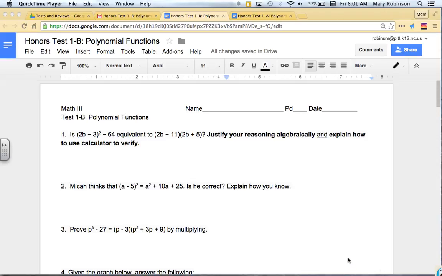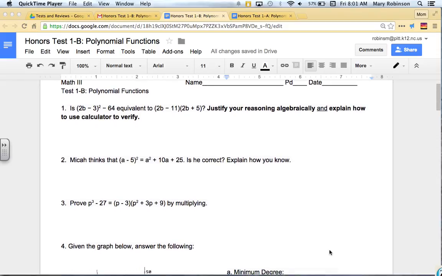Question one. Is the quantity 2b minus 3 squared minus 64 equivalent to the quantity 2b minus 11 times the quantity 2b plus 5? Justify your reasoning algebraically and explain how to use the calculator to verify. Number two. Micah thinks that the quantity a minus 5 squared equals a squared plus 10a plus 25. Is he correct? Explain how you know.